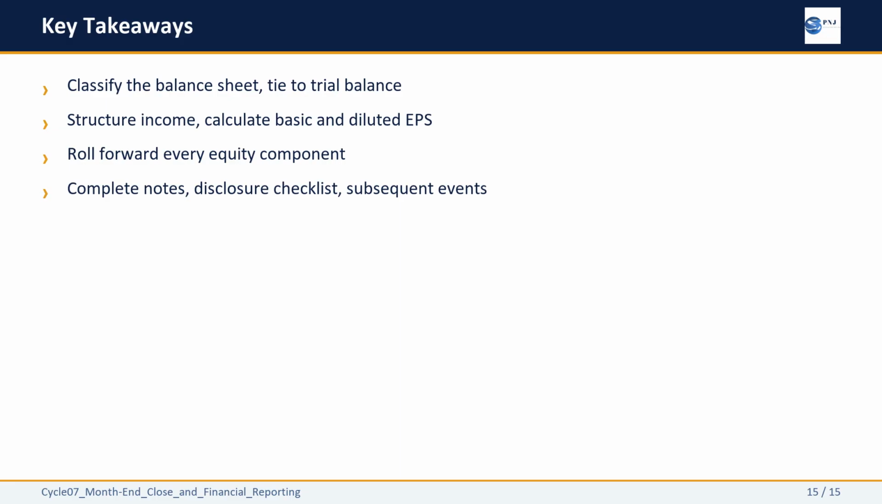You now know how to build a classified balance sheet under ASC 210 and tie every line to the adjusted trial balance. You can structure the income statement, present comprehensive income, and calculate both basic and diluted earnings per share. You can roll forward common stock, additional paid in capital, retained earnings, accumulated other comprehensive income, and treasury stock so they reconcile to the balance sheet. And you can assemble complete notes, run the disclosure checklist, and evaluate subsequent events through the issuance date. With these skills, your close work becomes a polished, GAAP-compliant set of statements.